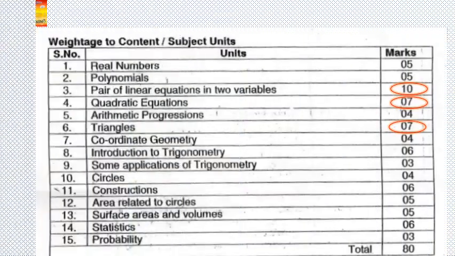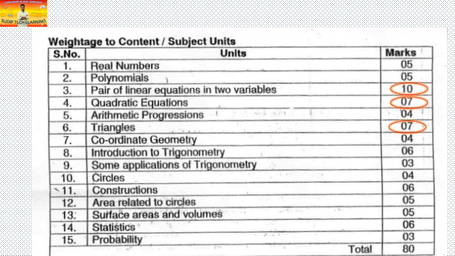Now here you can see the marks distribution. I've seen that there are 15 chapters in total, and you can see I have highlighted 3 chapters. These 3 chapters are very important. They are very high scoring chapters. They are easy chapters also. Pair of linear equations in two variables is for 10 marks, and 10 marks is not a joke. It is a very big number. Okay, so let's start with the first chapter.